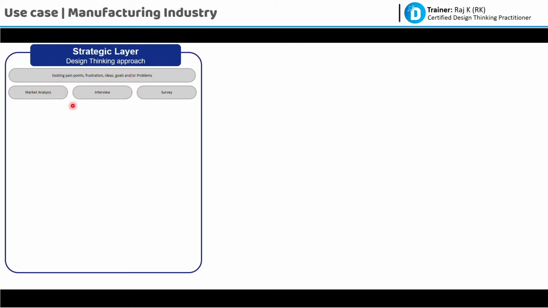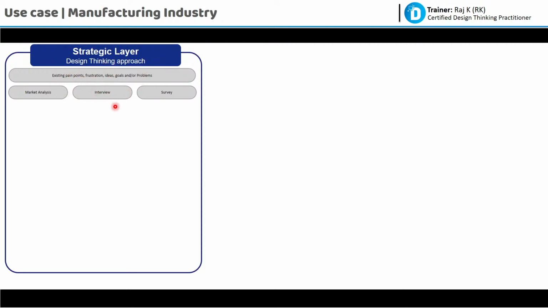They will do some market analysis, interviews and surveys, etc. Right? So that will come to the strategic layer of design thinking. If you're not sure what a strategic layer is, please look into our previous webinar number 2, where is design thinking in my organization. So you'll understand what the strategic layer is over there. But it will start from a strategic layer.